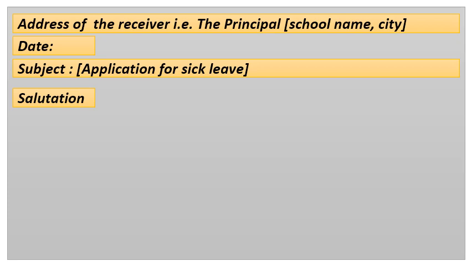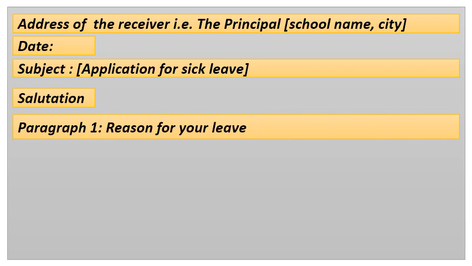Salutation means it is the complimentary little greeting to the person to whom the letter is addressed. For example, respected sir, respected ma'am. After leaving one line, you have to start writing the letter, or you can say it is called the body of the letter. It is divided into two parts.